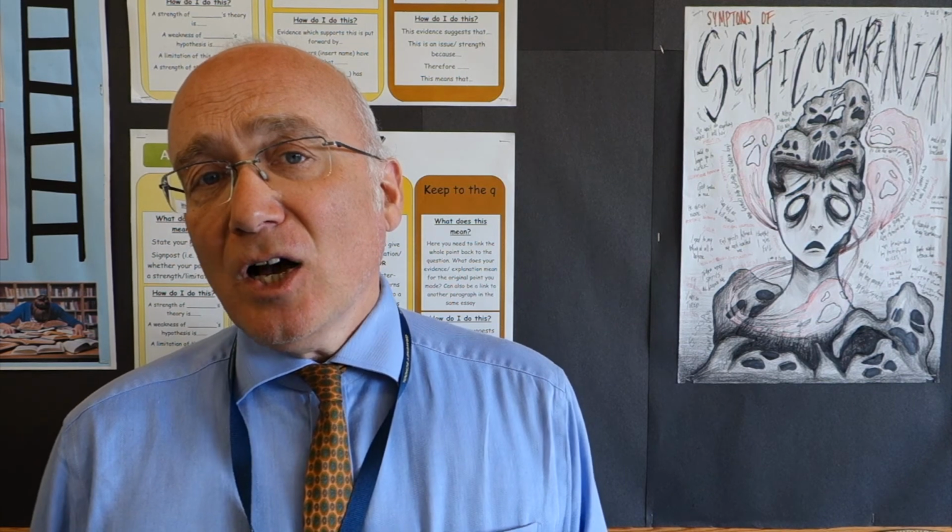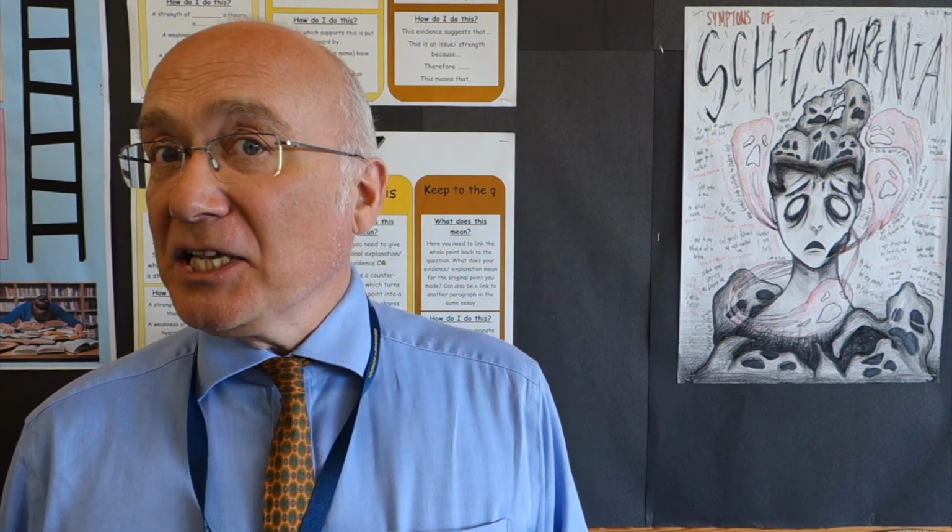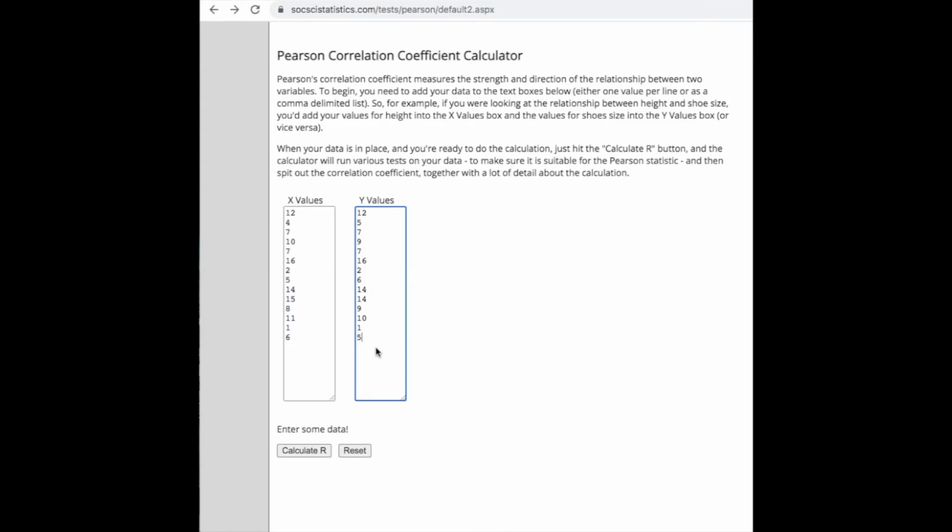Okay, now let's enter Mr. Lemon's marks against Mr. Donkey's marks. So what I'm doing here is leaving Mr. Lemon's marks in the X panel, deleting the Mensa marks and entering Mr. Donkey's marks into the Y panel. So let's calculate those.